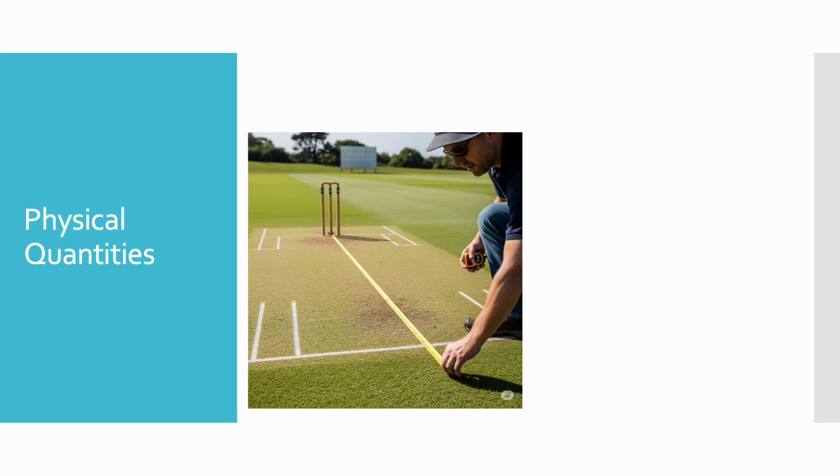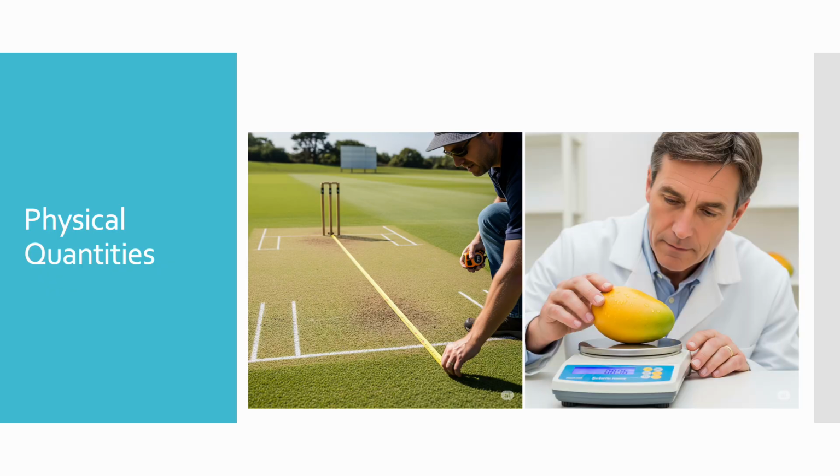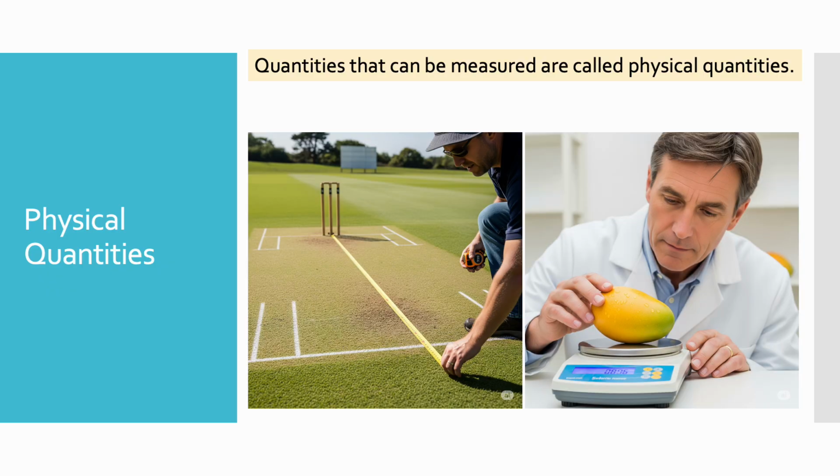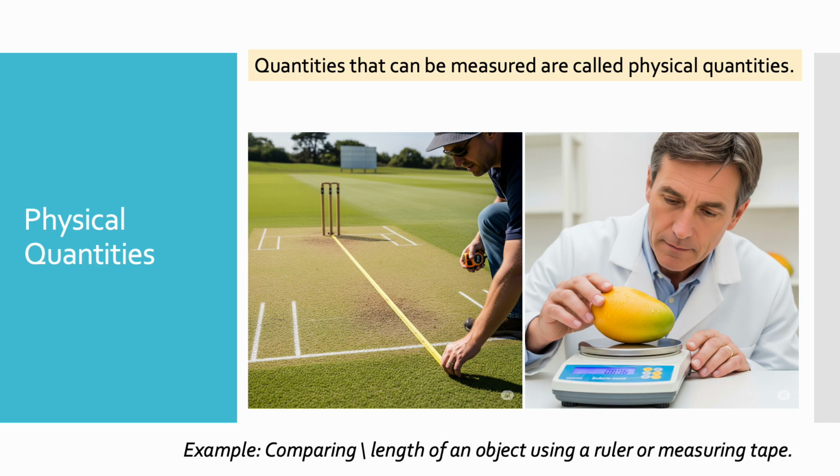Physical quantities are properties of objects or phenomena that can be measured. For example, we can measure the length of a cricket pitch using a measuring tape, or the mass of an object using a balance. Any measurable property in physics is a physical quantity.